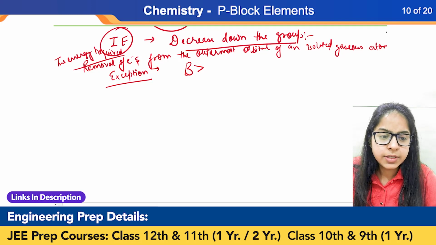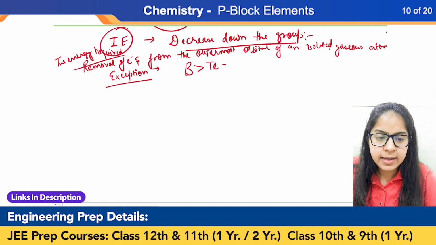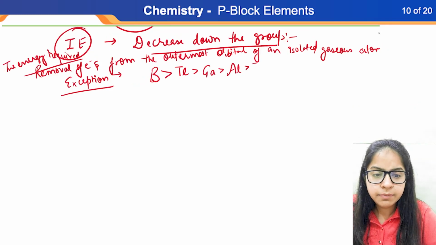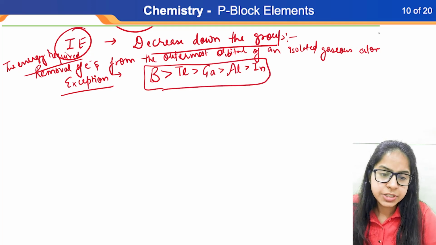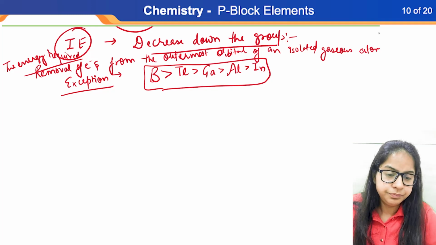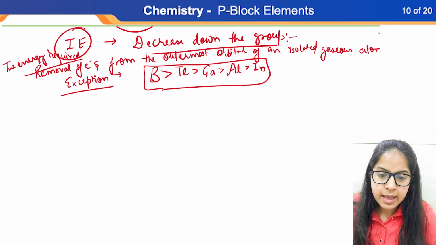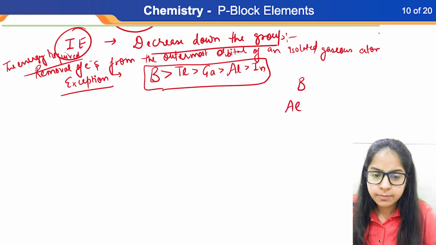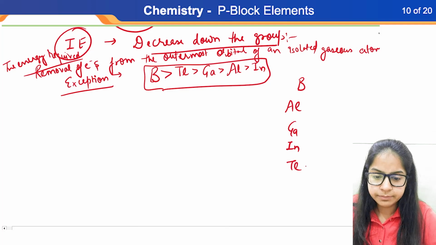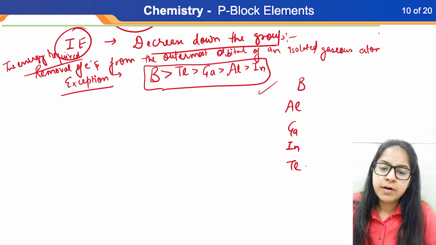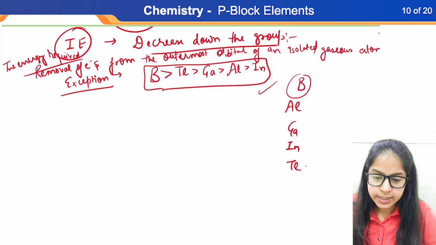Now what is the trend for ionization energy of this group? Ionization energy for this group is boron, thallium, then gallium, then aluminium, then indium. This is the general trend for the ionization energy of this group. Now, why is this so? As we move down the group, boron, aluminium, gallium, indium, thallium, there is a decrease in ionization energy. But this is the exceptional case. Boron has the highest ionization energy.